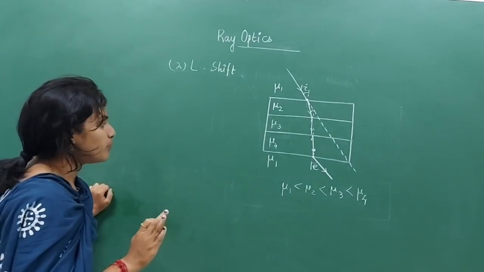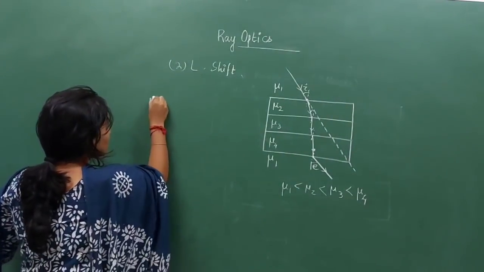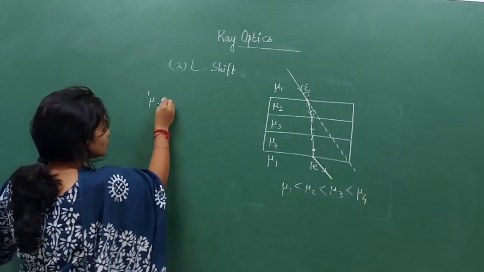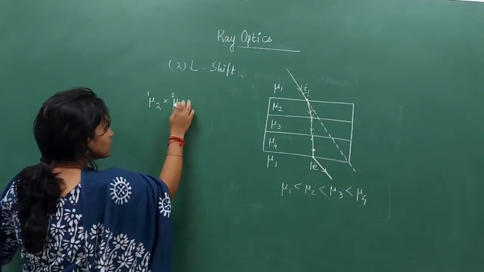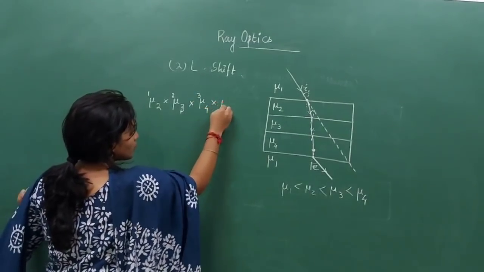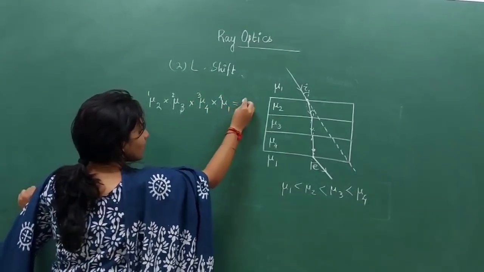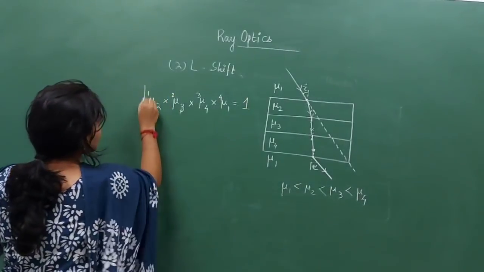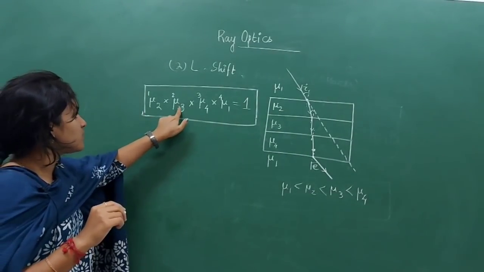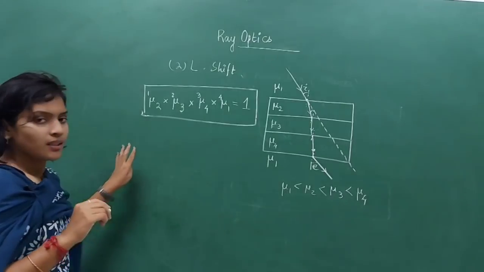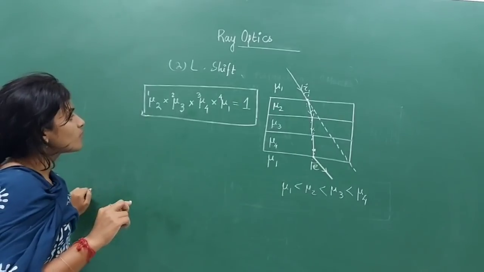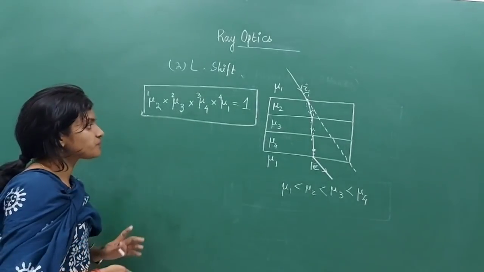For different media, remember that mu for a ray going from 1 to 2, into mu 2 to 3, into mu 3 to 4, into mu 4 to 1, is simply equal to 1. Just remember this part, this is simply equal to 1. This is an important formula to solve your numerics. Remember this also for multiple refracting media.